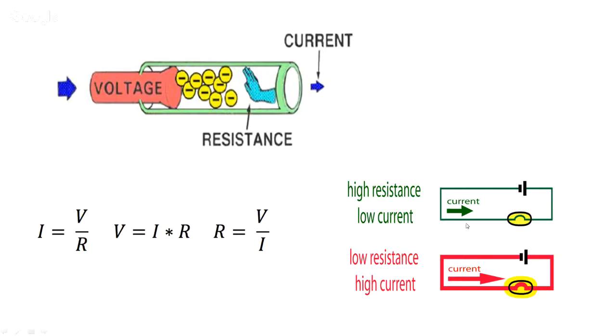So in this simple circuit, you can see that if the resistance is high, then the current is going to be less. On the other hand, if the resistance is low, then more current, or high current, will flow in the circuit, which is shown by the thickness of the lines here.